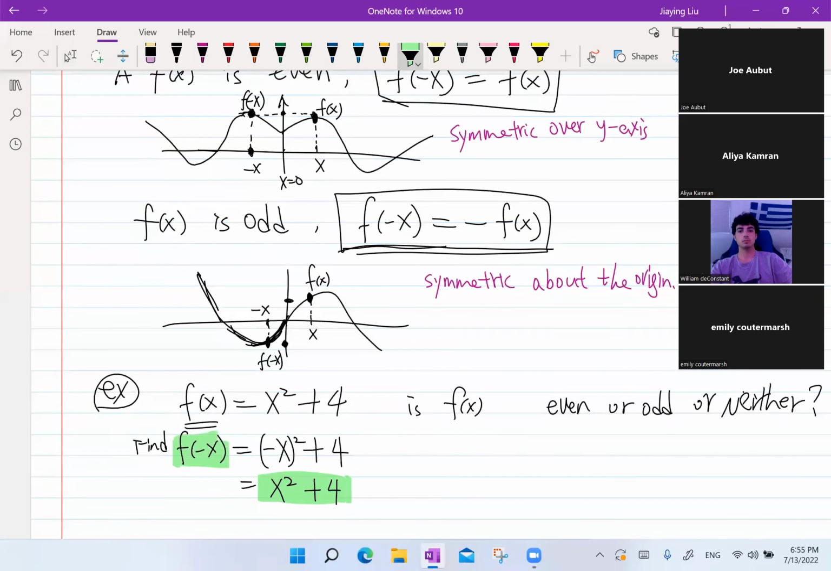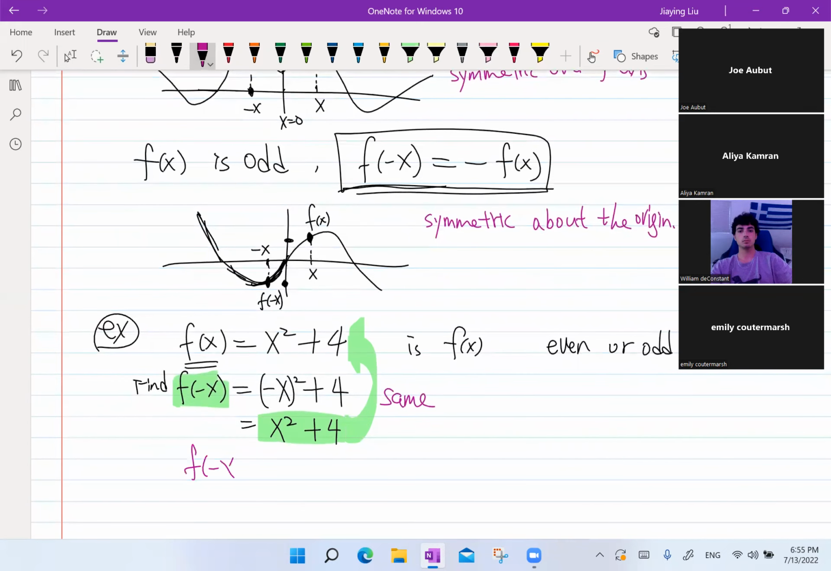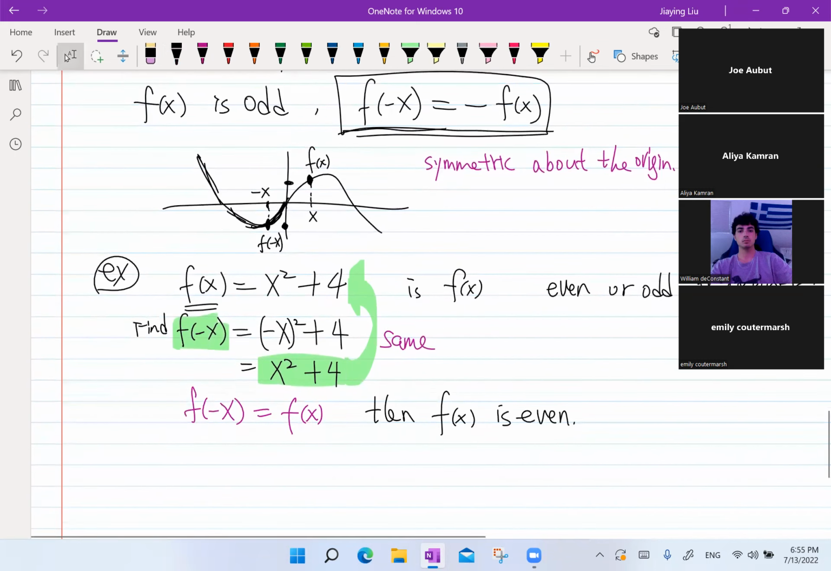But is that the same as f of x? And the answer is yes. So same as f of x. So we have f of negative x equals f of x. And if that's true, then f of x is even. Any questions on this example? And here's the second example.